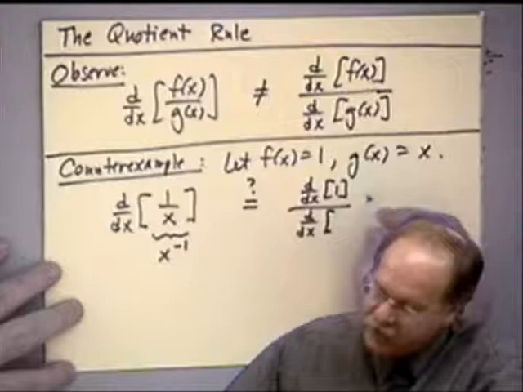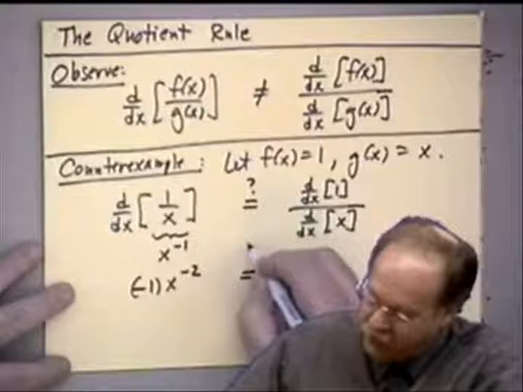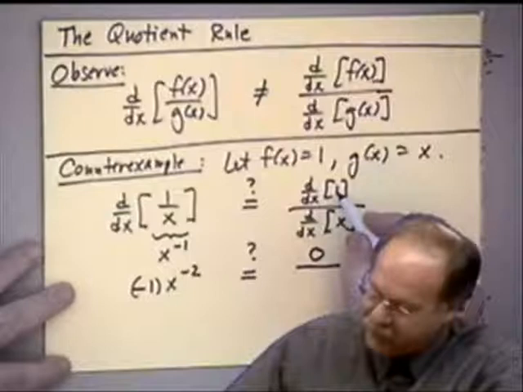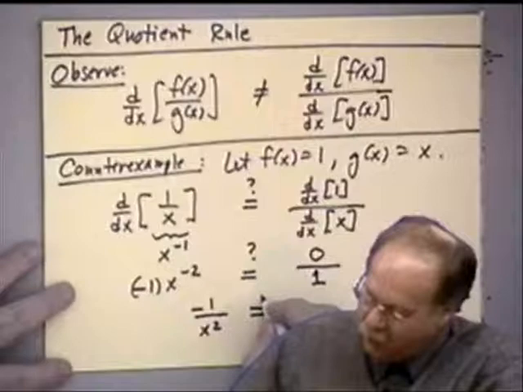On the left, I have this derivative of x to the minus 1. I know how to do that. That's minus 1 times x to the minus 2. And the question will be, is that equal to the derivative of 1, which is 0, that being a constant, over the derivative of x, which is 1? If we simplify this a little bit more, we have minus 1 over x squared. And we ask the question, is that equal to 0? Well, of course it's not.